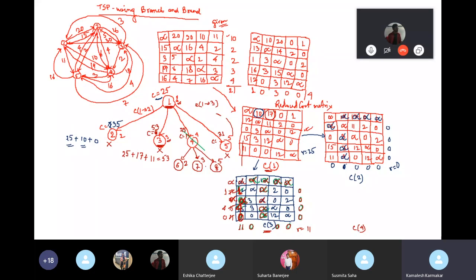So you have to do the same thing. You have to generate this matrix. You have to reduce it in the similar way. You have to expand. Using the same logic, you have to expand.